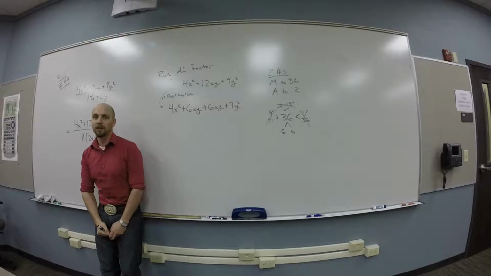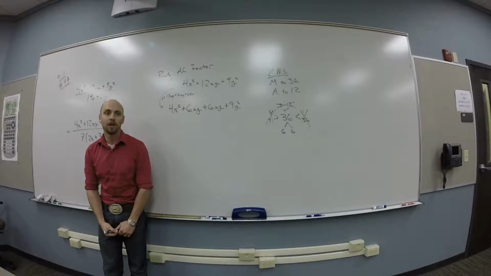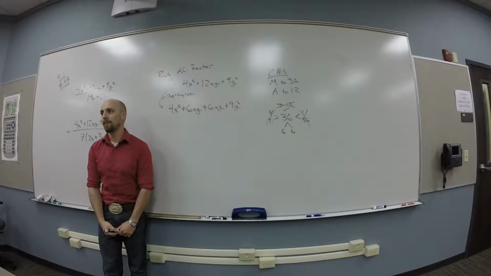This is how the AC method always goes. You multiply A and C together. You look for a pair of numbers that multiply to that and add to the middle. And then you replace the middle with that pair of numbers. That's cool. Make sure you get the signs right.